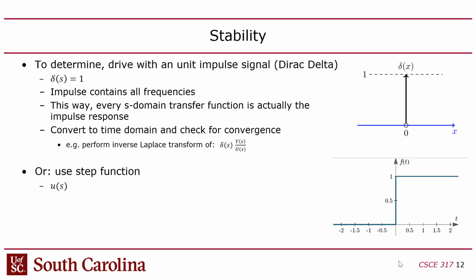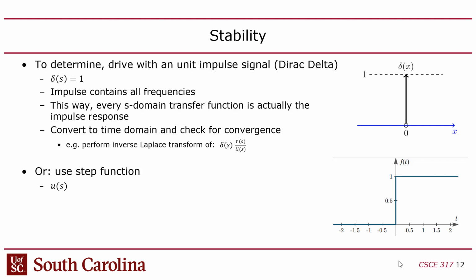Basically, in order to create an impulse, you have to sum together an infinite number of frequencies. But also, the S-domain representation of an impulse is 1, the constant 1. In the S-domain, 1 is the impulse.